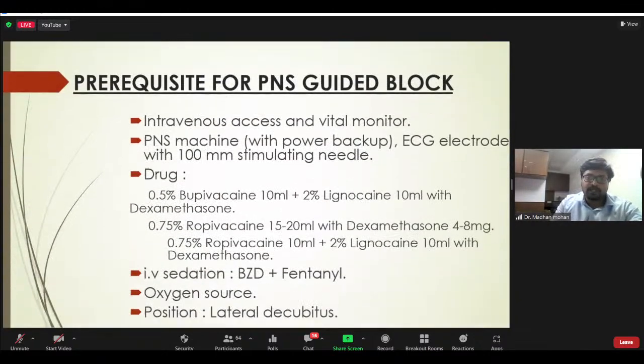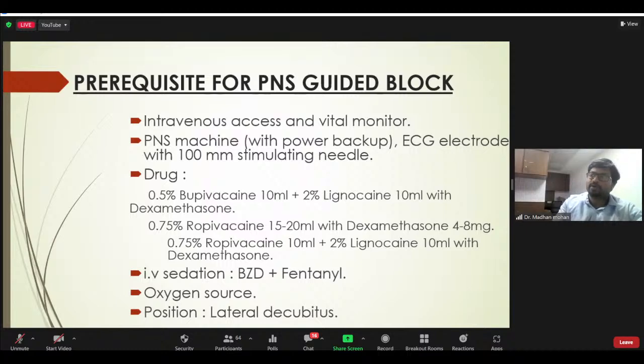So prerequisites, if you take any block, you need to keep all the emergency things ready, do the ASA standard monitoring. And as far as drugs is concerned, depending upon the indication for what you are doing the block, you may keep your local anesthetic as per that. Suppose if you are doing for anesthesia, you need to give a higher concentration. If you are giving this for analgesia purpose, you can reduce the concentration. And as far as the duration is concerned, you can add some additives to prolong the duration of action.